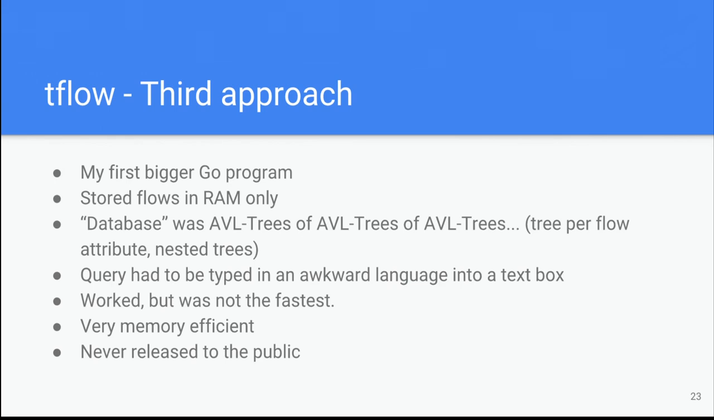So the structure was like this. There was one tree for the source IP addresses. In the node there was the value, let's say an IP address, 8.8.8.8. And there was another pointer to a next AVL tree. That tree was keeping track of the next attribute, let's say destination IP address, 1.2.3.4. And then in there, there was another tree keeping track of the next attribute, and the next attribute, and the next attribute. So if we have, let's say, 12 attributes, you had to traverse up to 12 trees.